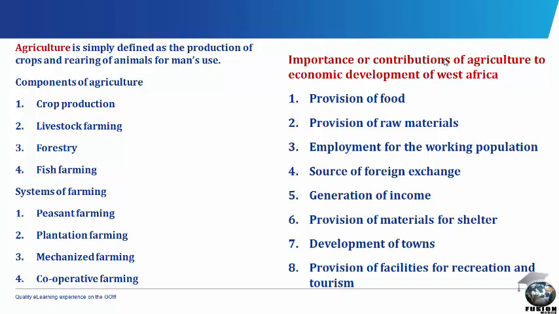Development of towns. Development occurs where commercial agriculture exists, as social amenities like electricity, pipe-borne water, roads, etc. will be provided. Provision of facilities for recreation and tourism. Agriculture leads to the establishment of game reserves as well as the provision of horses for horse racing and polo.